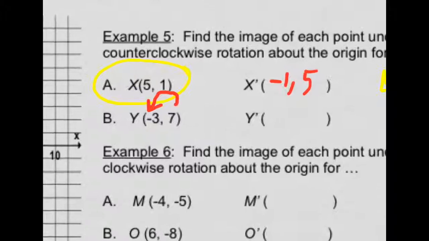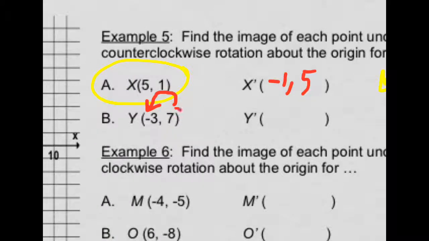We know that if we're rotating counterclockwise, that y value is going to shift over to the x side, and it's going to become negative, and then our x is just going to get pushed over to the y side. Negative 7, negative 3.